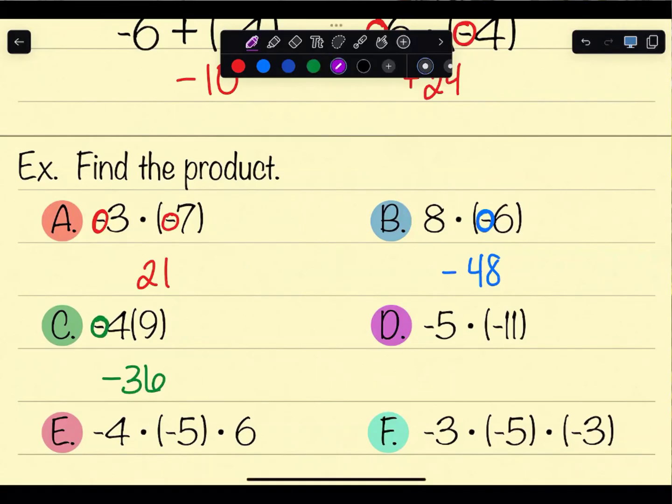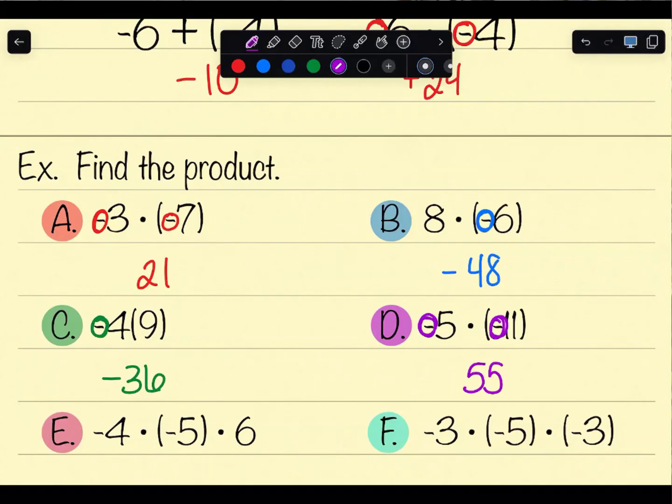Example D, 5 times 11 is 55. And now I have two negatives. They can pair up because that's an even amount, and they'll make a positive. So do I have two negatives? If so, my answer is positive. If I have one negative, my answer is negative. Okay, a lot easier rules.